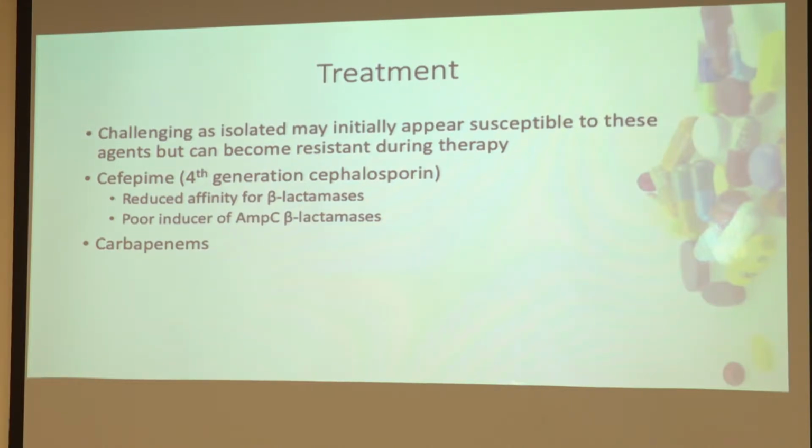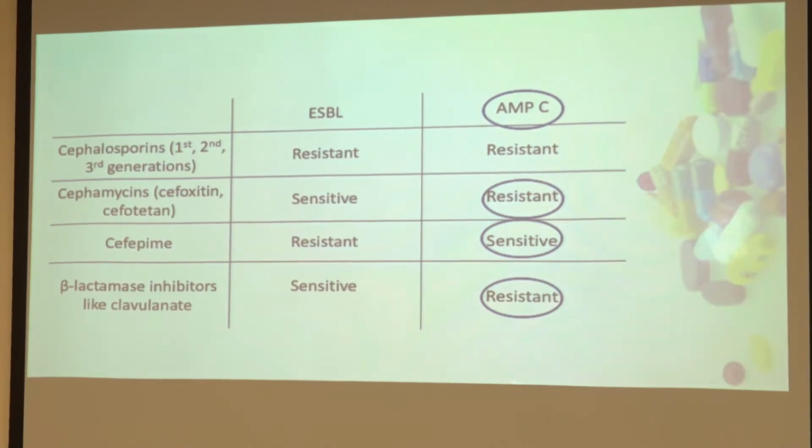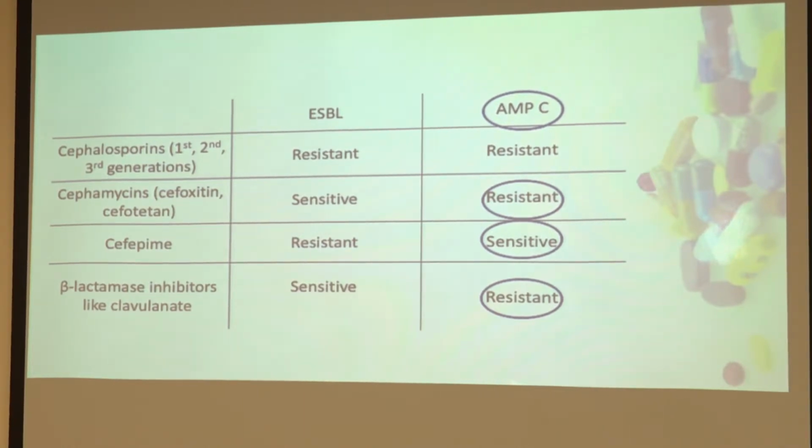There is no significant difference in the mortality or length of stay when you compare cefepime versus carbapenems for AMC positive bacteria. Very important for us to know because we care a lot about ESBL. For AMC, there is not much we can do, but we have to change our treatment for ESBL. So we have to know the differences, how to identify these two. As I said, important are cefamycin, cefoxitin, and cefotetan. AMC are resistant to those. Sensitive to cefepime, which is a fourth generation cephalosporin, unlike ESBL, and resistant to beta-lactamase inhibitors like clavulinate.